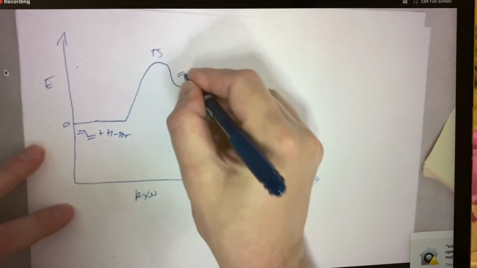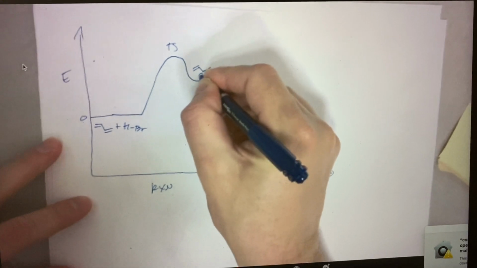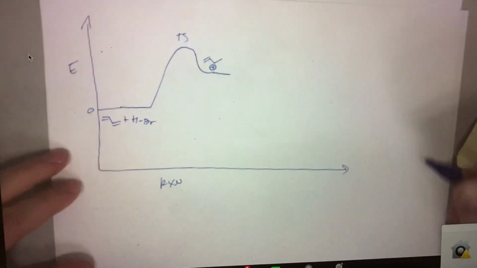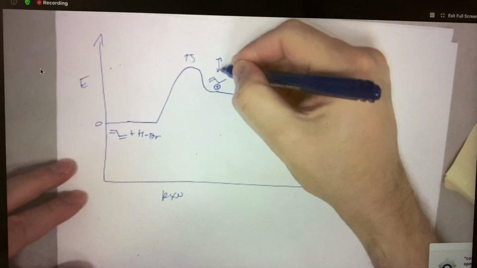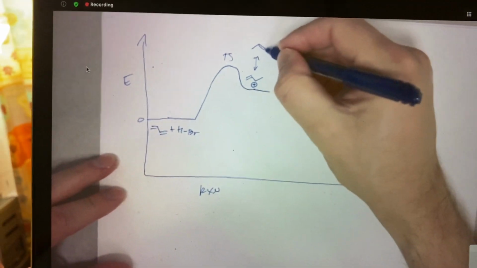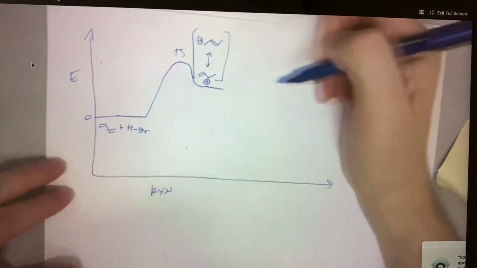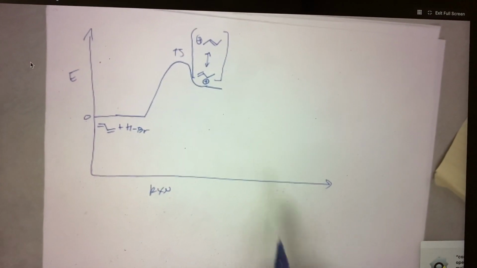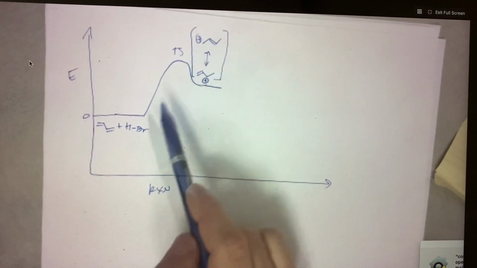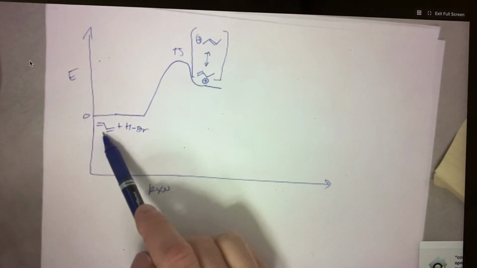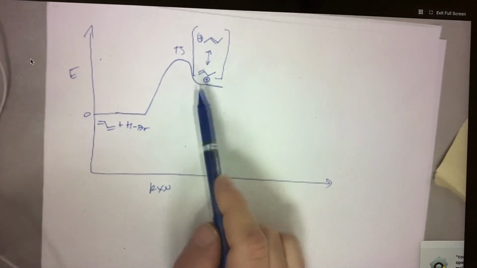And we get to our carbocation, and we know that there's resonance for this particular carbocation. So this is a resonance pair. But this species is very reactive. It's much higher in energy than where we start. This is a stable molecule, not a stable molecule.